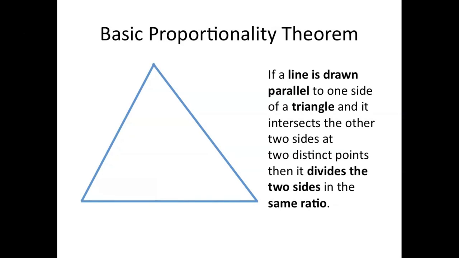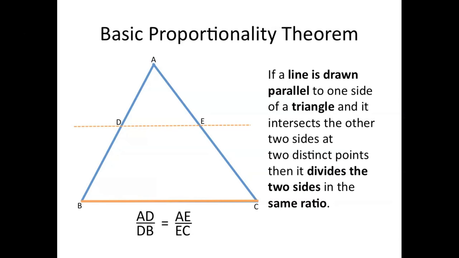So here's our triangle ABC, and I'm going to draw a line DE, which is going to be parallel to BC. So according to the theorem, the line DE cuts sides AB and AC at the same ratio. So that means you can write out the proportion AD over DB is equal to AE over EC. And this is what we're going to prove.